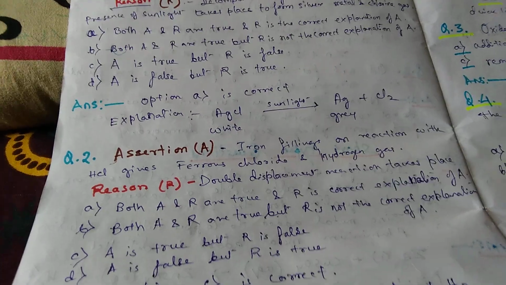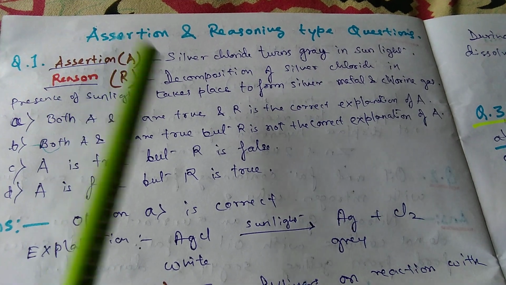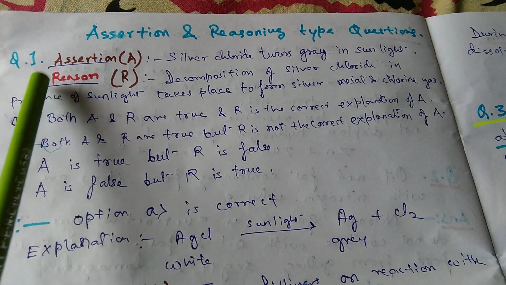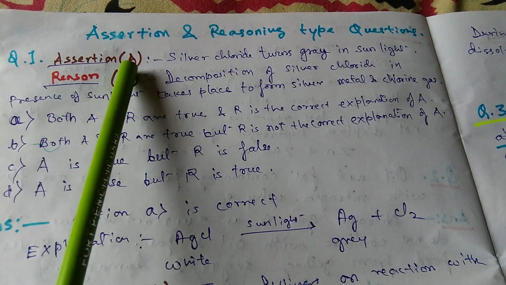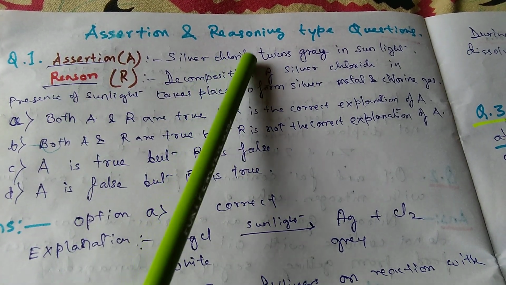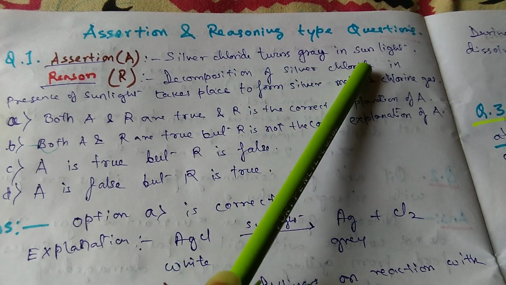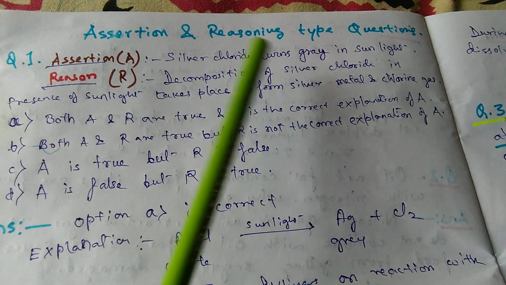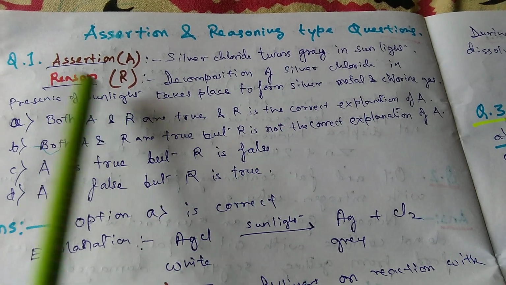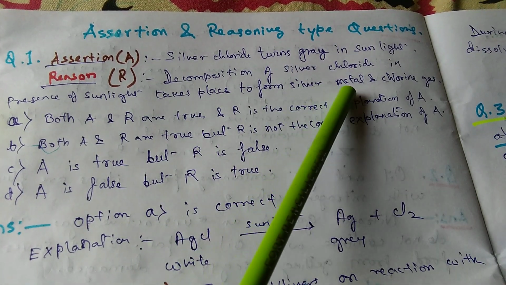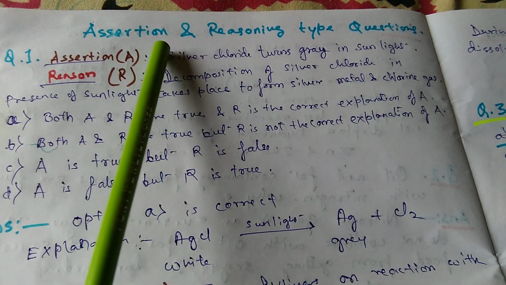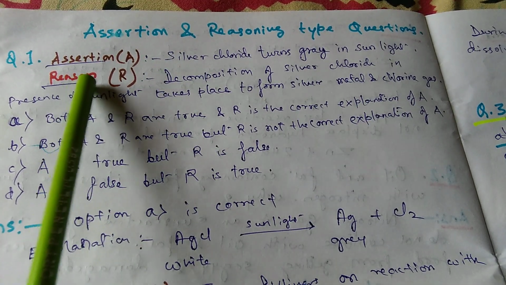Okay, now the next type of question is assertion and reasoning type question. Okay, the first question, assertion A here is silver chloride turns grey in sunlight. The reason R for this assertion is decomposition of silver chloride in presence of sunlight takes place to form silver metal and chlorine gas. Okay, that means assertion is a statement and reason is the explanation for the statement.